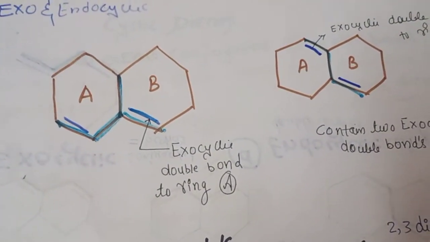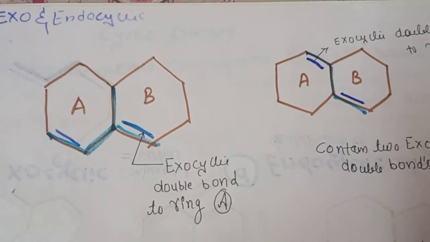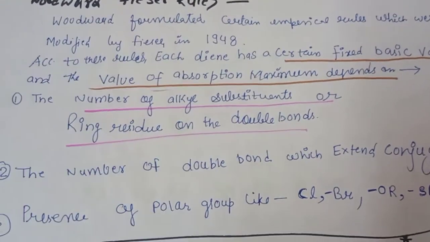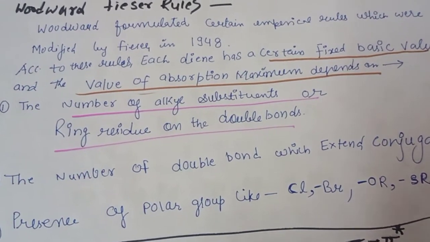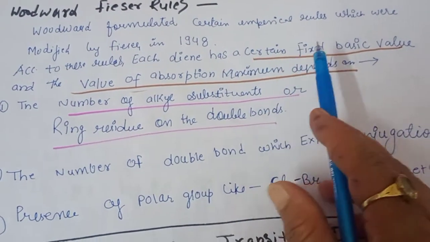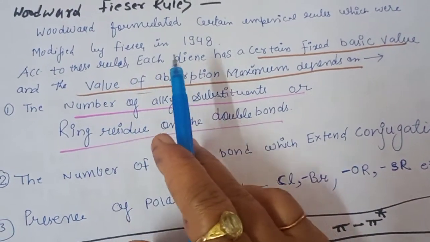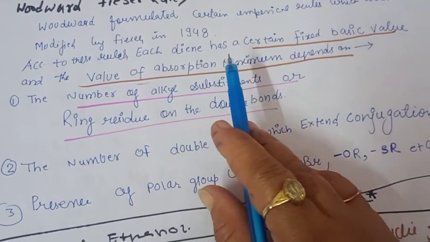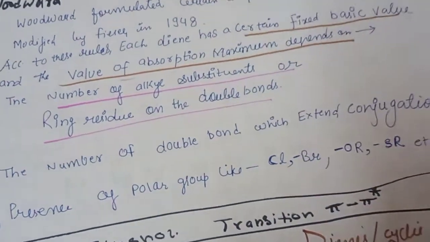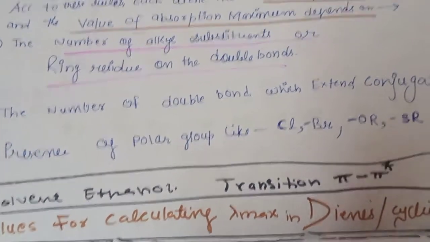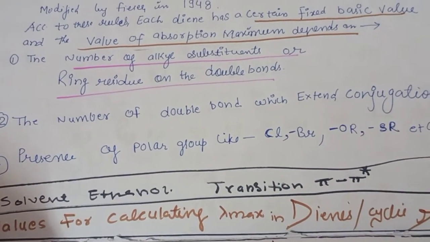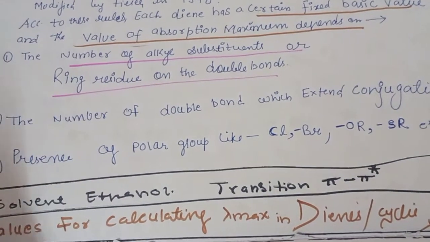Now, what are the important rules given by Woodward? That we will see. Woodward formulated certain empirical rules which were modified by Fieser in 1948. According to these rules, each diene has certain fixed values. As we have seen the structures of the dienes, each diene will have certain fixed values, and the values for the lambda maximum will be fixed.